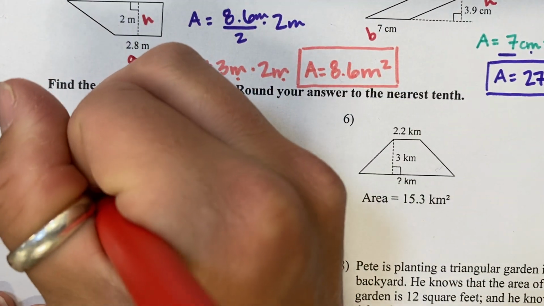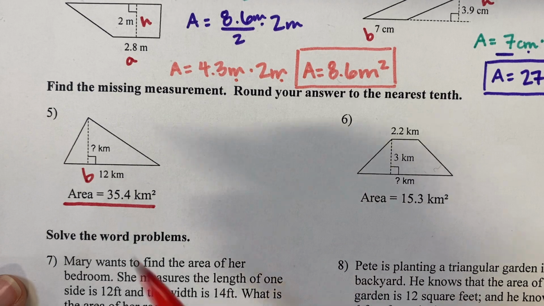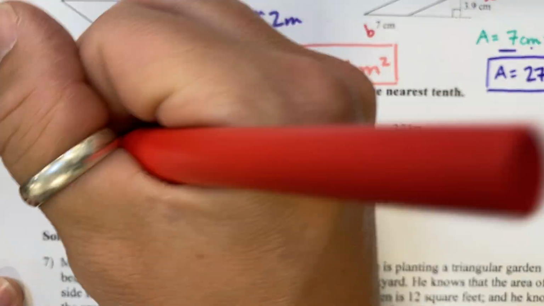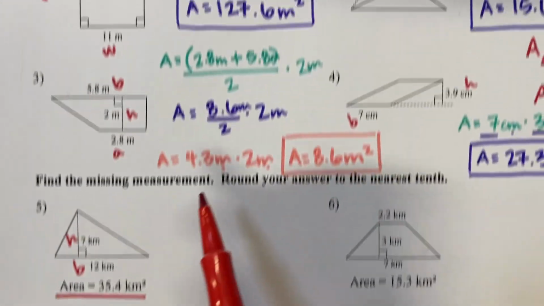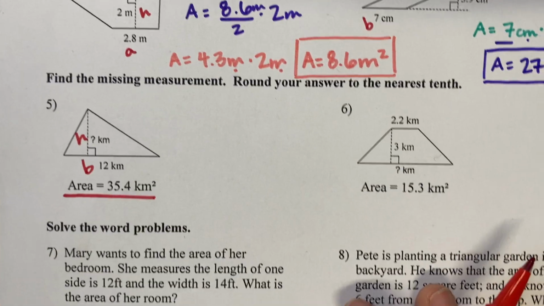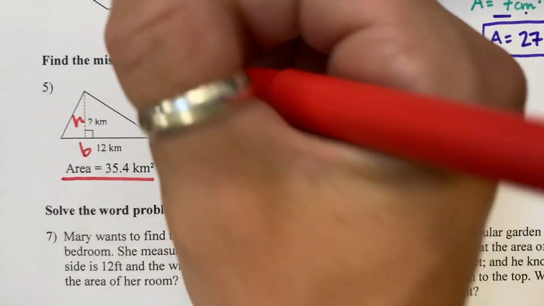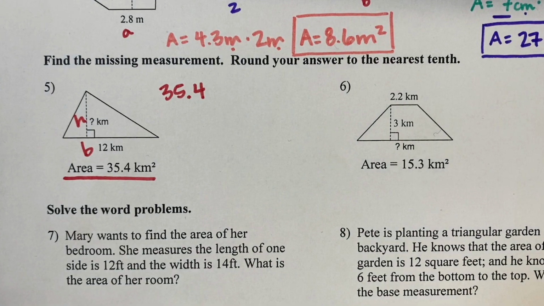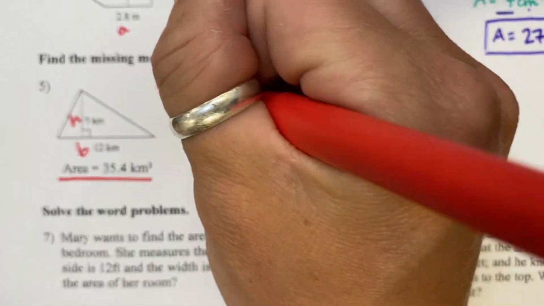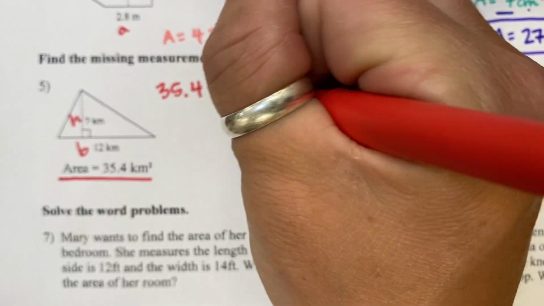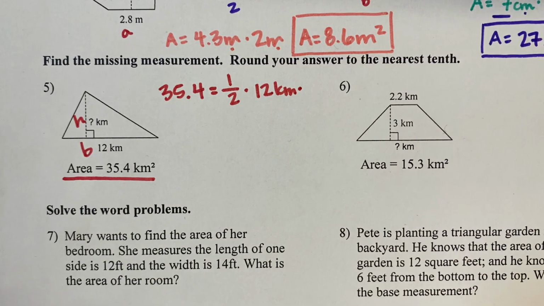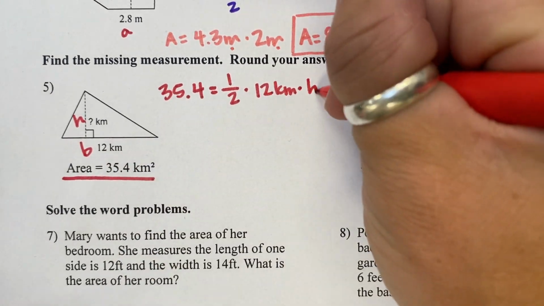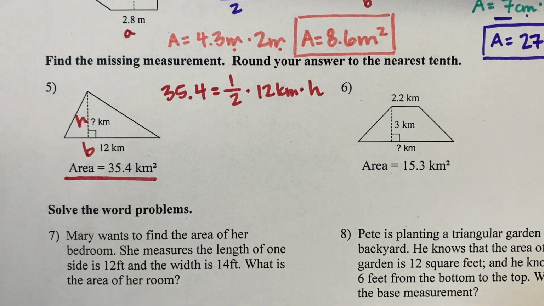Okay, well, on number 5, do we have our base? Yes, we do. It does give us our base, 12 kilometers. Do we have our height? No, we do not, which is what we're trying to solve for. Okay, so where I would usually write my A for area, I'm going to put in 35.4, and I'm just going to leave off the units for now, just to make it a little cleaner. So 35.4 is my area. It equals 1/2 times my base, 12, times my height, which we don't know, so we're going to leave as h for height.